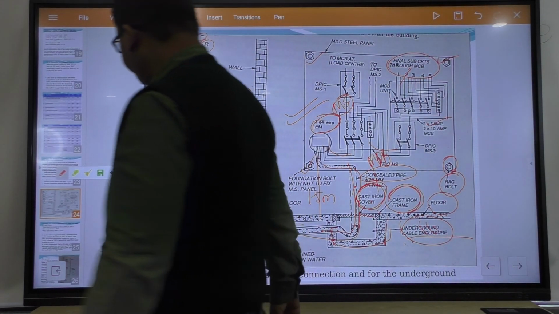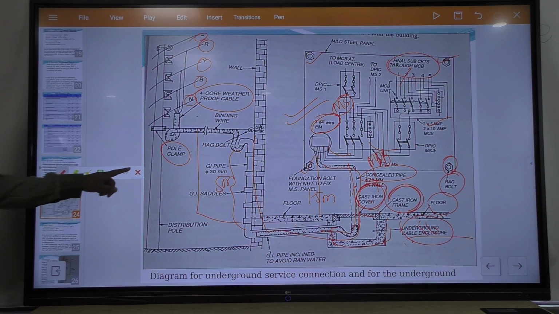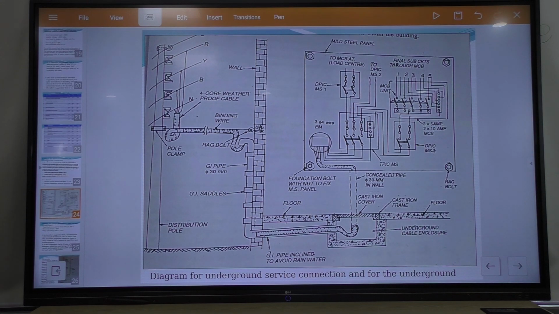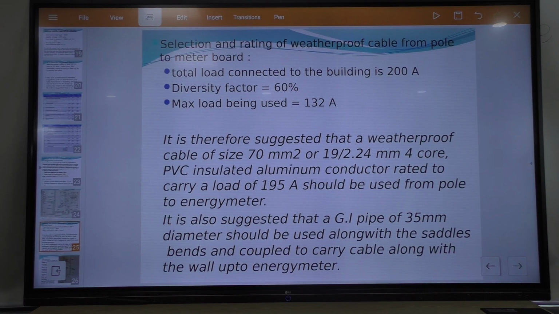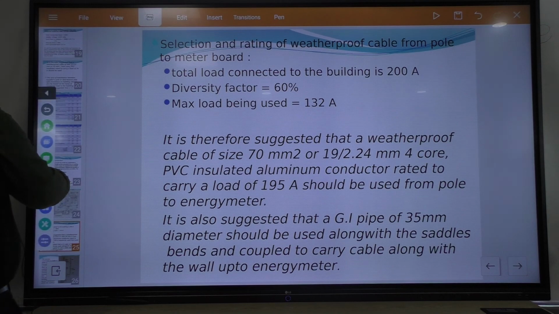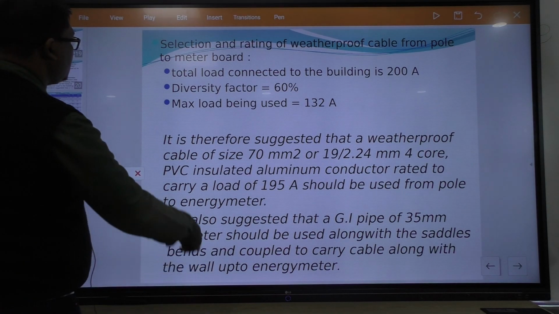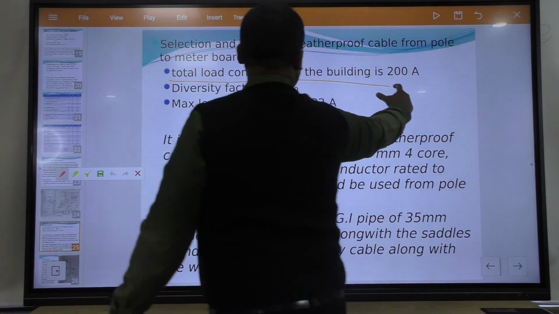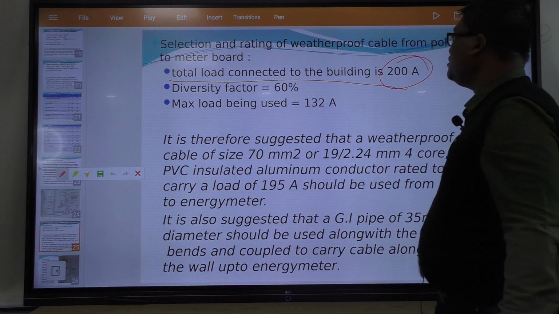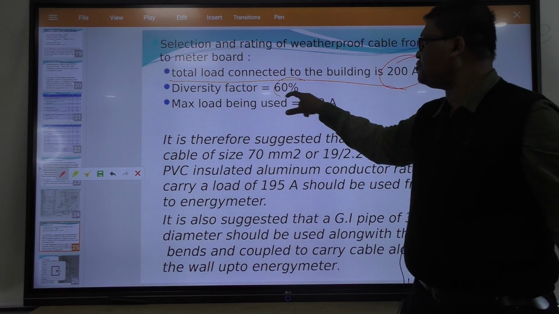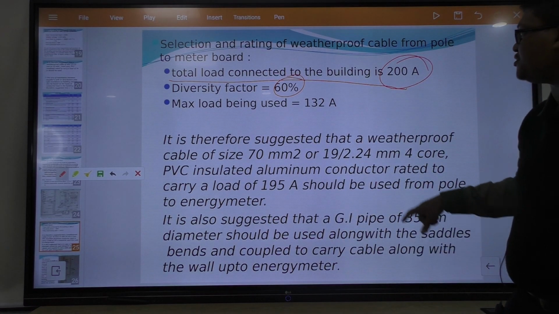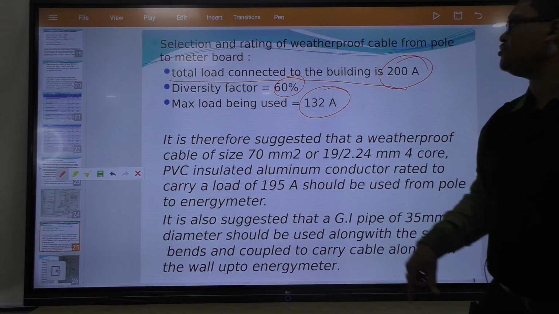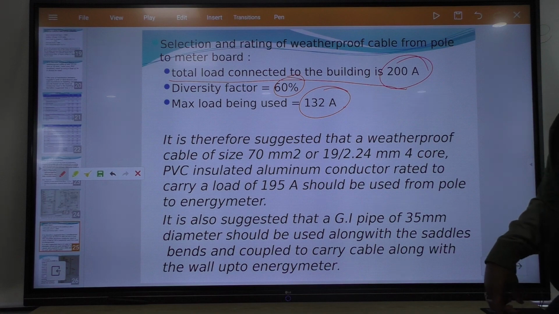Next, we have to select the wire or cable. So what is our total load here? In this case, total load connected is 200 ampere. Diversity factor suppose taken 60%, maximum load is 132 ampere.